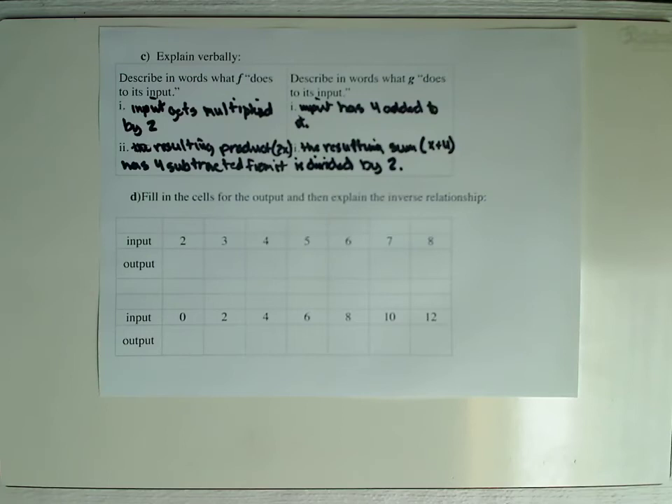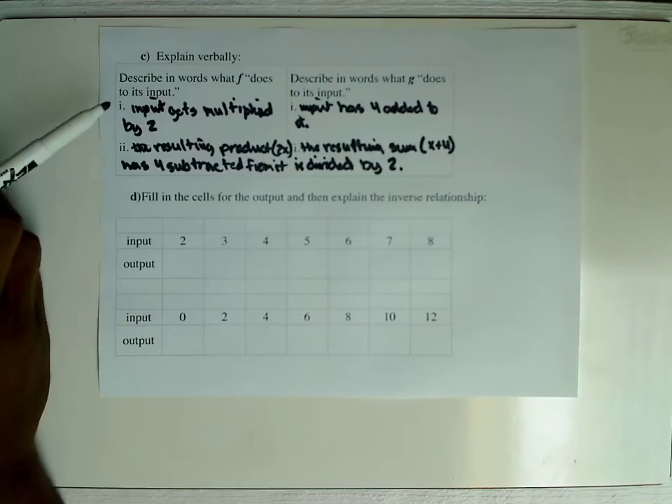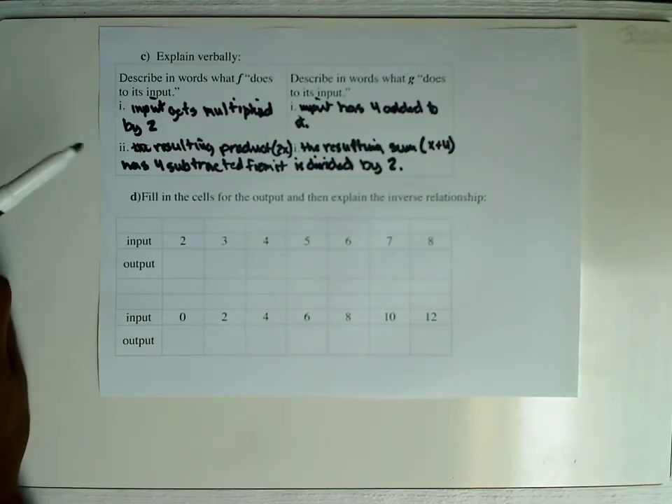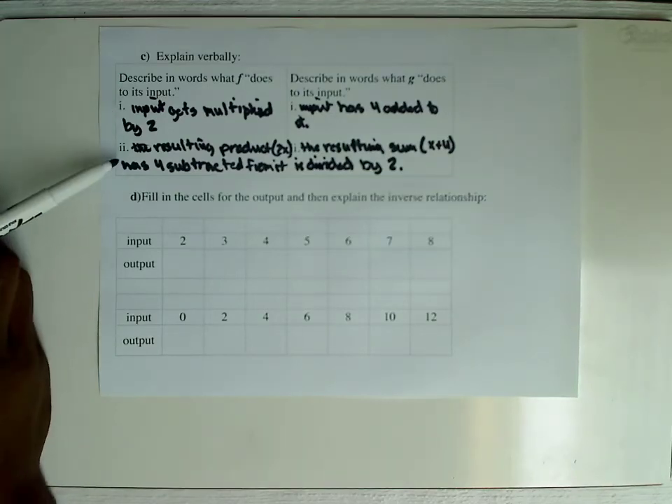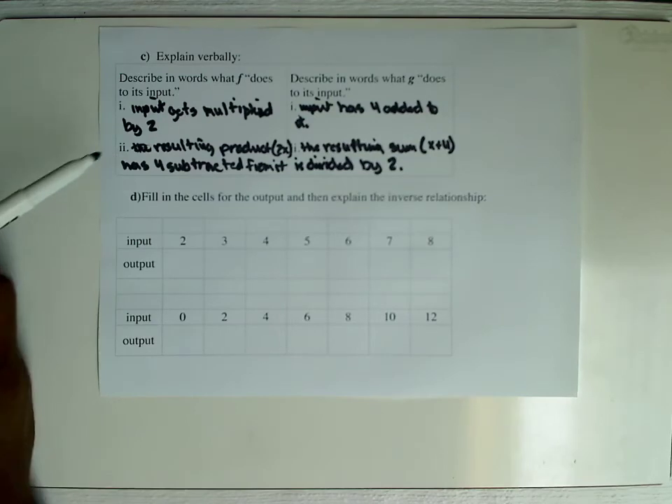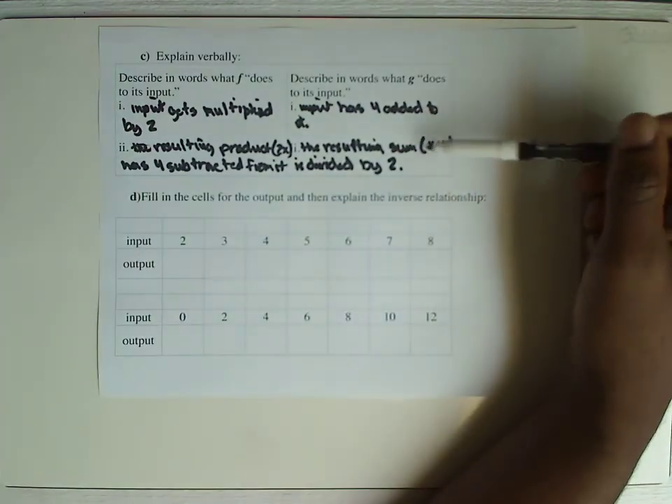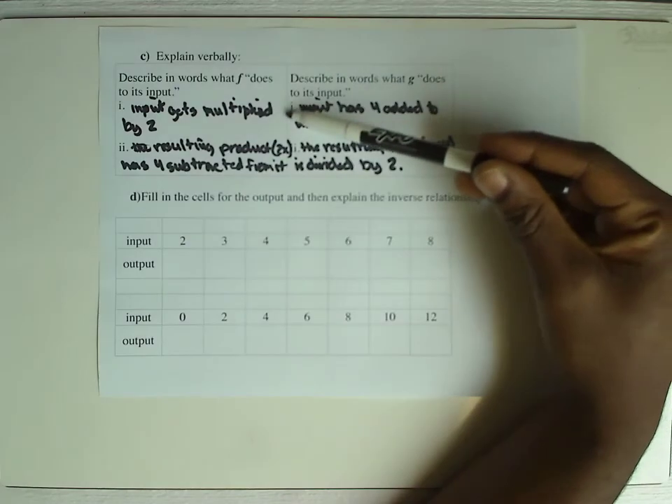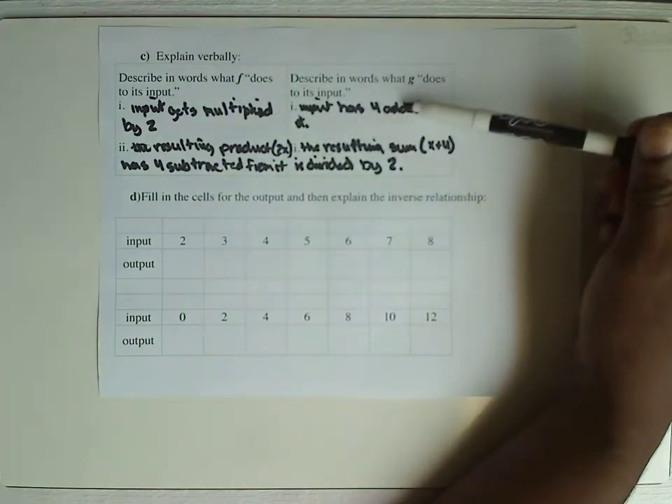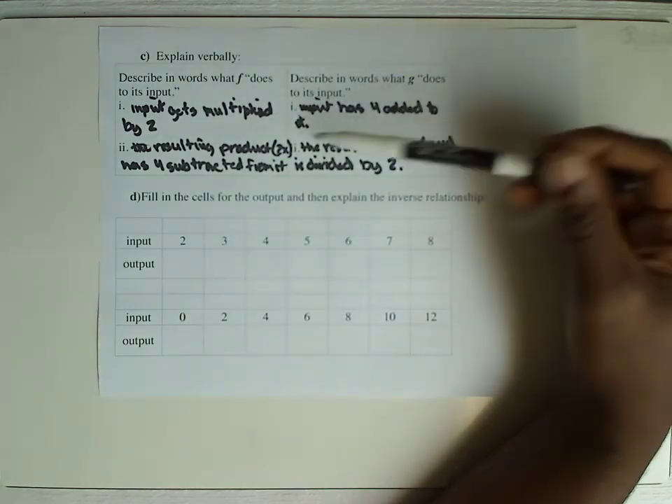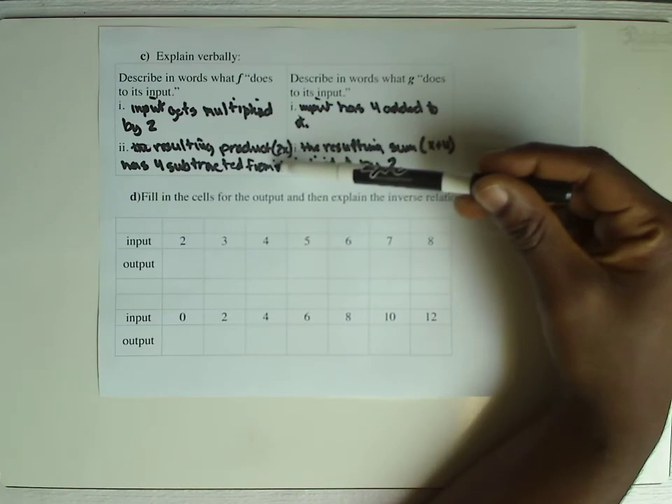And then we can see from those how these are inverse functions of each other, because the first one, it gets multiplied by 2 and then it has 4 subtracted from it, and if we go backwards on G, it gets divided by 2, which undoes the multiplication by 2, and then it has 4 added to it, which undoes the subtraction of 4.